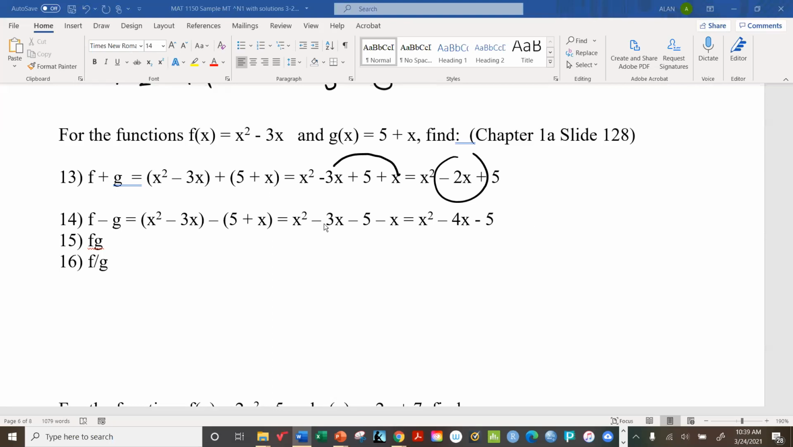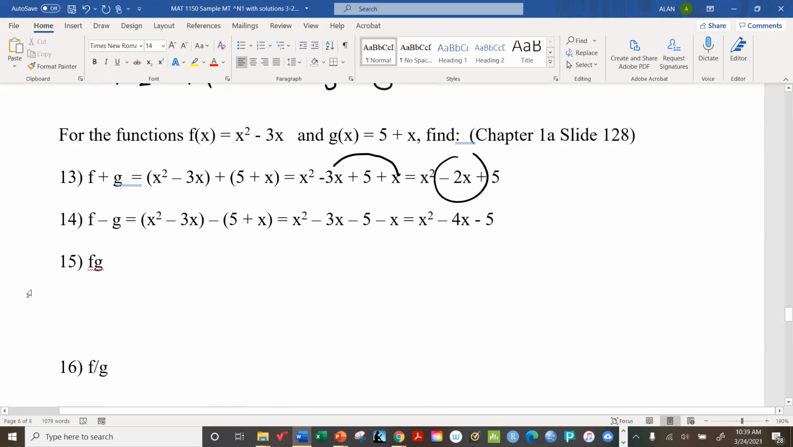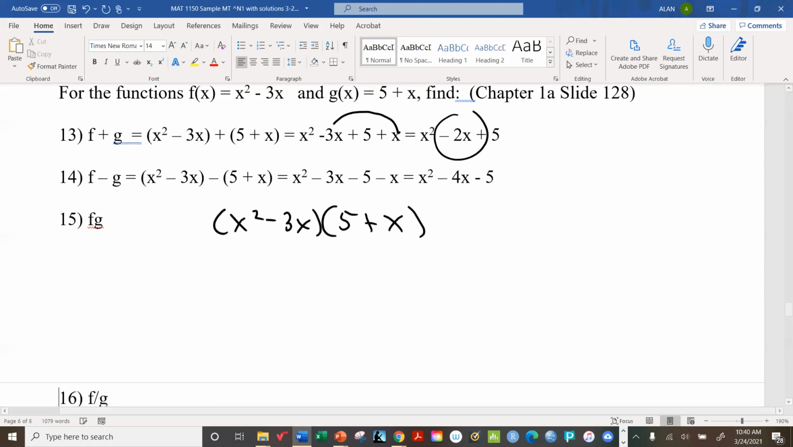If only they were all like that. Now here we've got to multiply them. It turns out, just our luck, we can easily do this with FOIL. All right, so we've got x squared minus 3x, 5 plus x. Let's do FOIL.